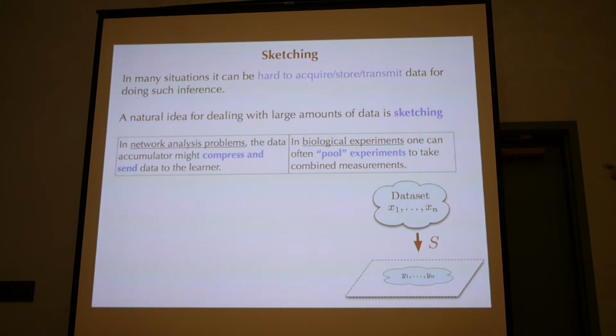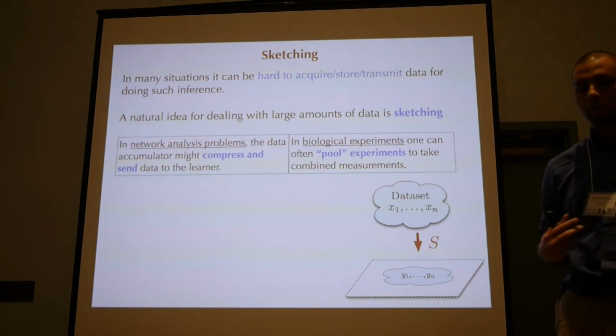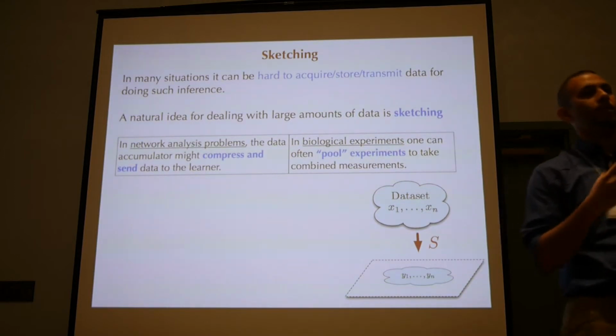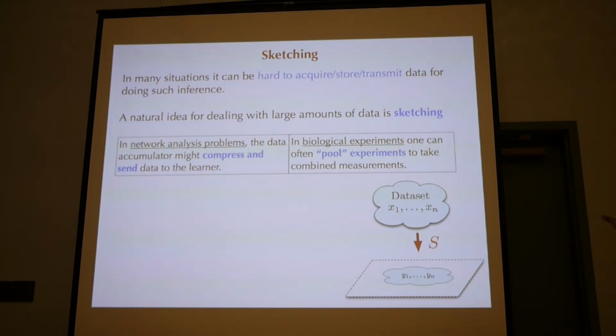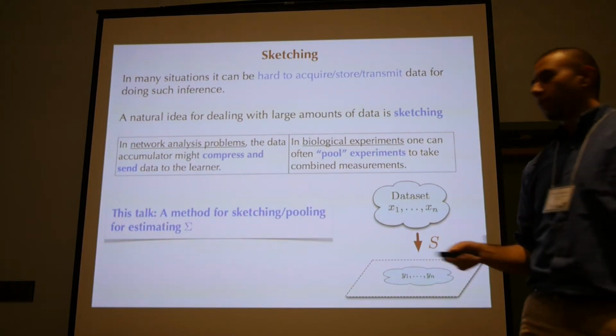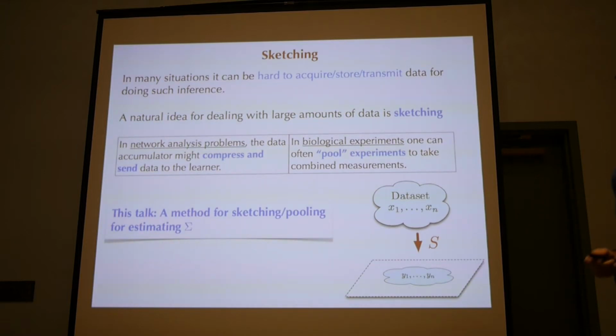For instance, let's say that I'm collecting data and David is the learner. Then I can say that, okay, my data is very structured, so I don't have to send all this junk to David. I can compress things and send it to him so that he can do efficient learning. On the other hand, in biological experiments, it might really make sense for you to club things together and perform experiments at this pooled level instead of doing many experiments at the base level. So that's what we're talking about. And today I'm going to describe a way that you can do sketching for estimating a covariance matrix.